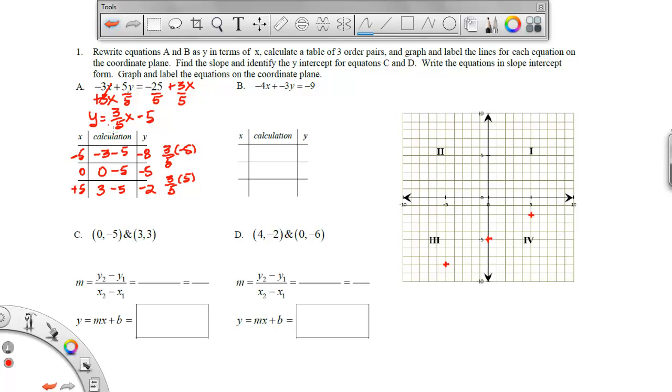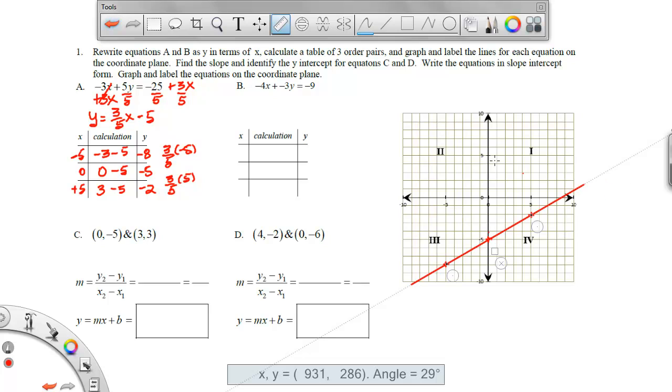And now we can check this by counting our slope. It should go up 1, 2, 3, over 1, 2, 3, 4, 5, up 1, 2, 3, over 1, 2, 3, 4, 5. So that's a way we can check real quick to make sure we've done the problem correctly. Now we'll go ahead and graph and label our equation. Alright, so there is the graph for problem number 1A.